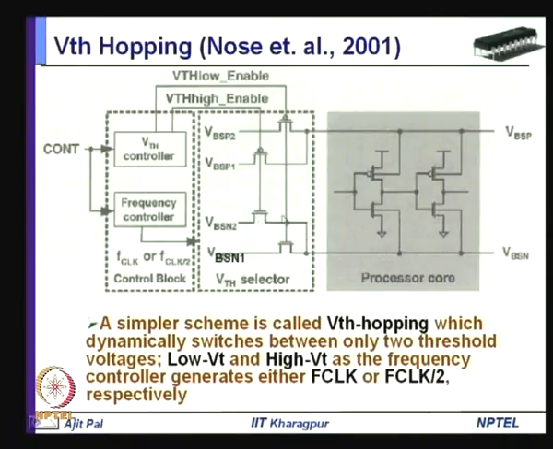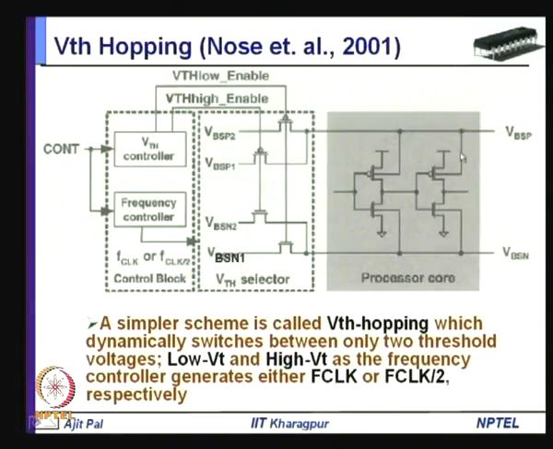The body bias may correspond to 0 body bias when the application requires high performance, and you can use reverse body bias, that is your VSP1 and VSN1, when it does not. That means here it will be more positive and here it will be more negative, and that will be done with the help of this VTH selector. You are selecting these voltages with the help of switches, and you are applying them to the substrate or body.